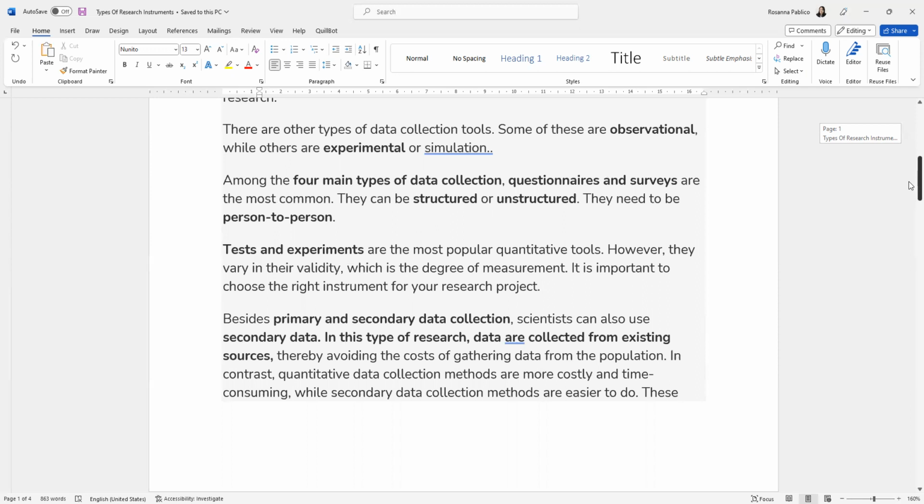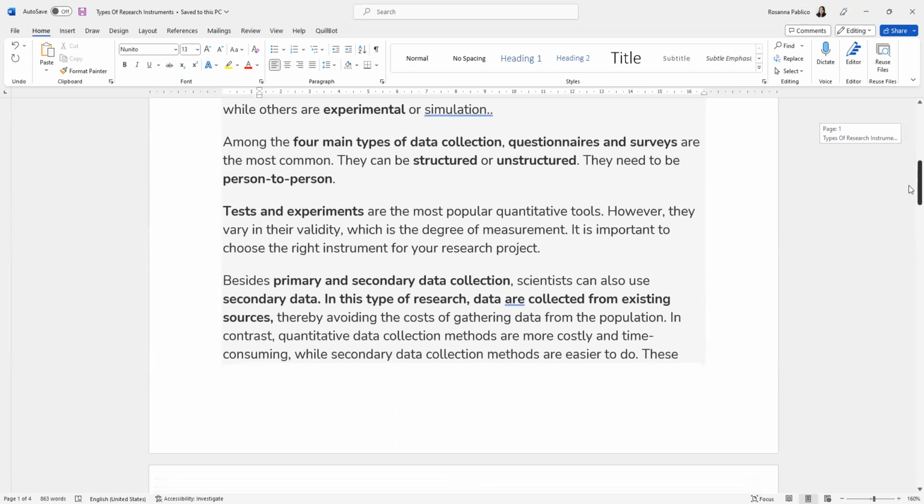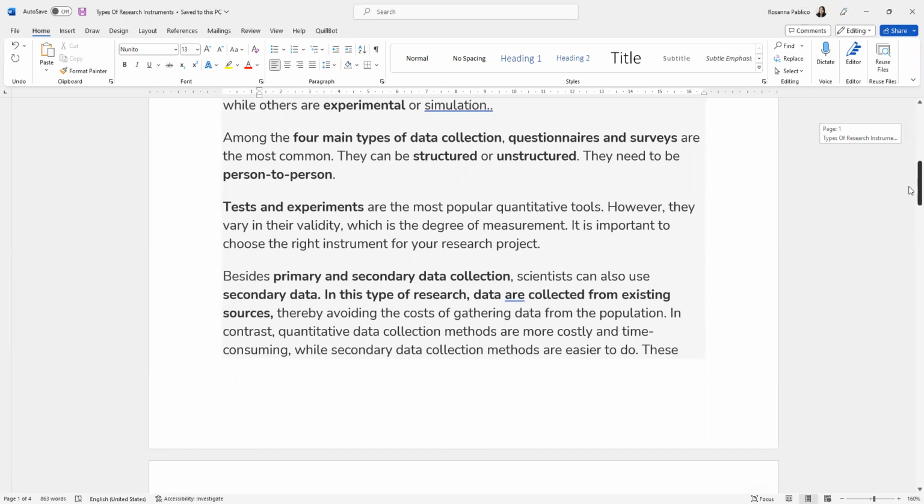Okay? Tests and experiments are the most popular quantitative tools. However, they vary in their validity, which is the degree of measurement. It's important to choose, no, the right instrument for your research or thesis. Napaka-importante na ang research instrument mo is reliable, consistent, kahit ulit-ulitin mo siyang i-administer sa tao, sa mga respondents mo, you still get, no, the more or less the same result. Or it is valid, meaning i-measure niya yung what is supposed to measure.